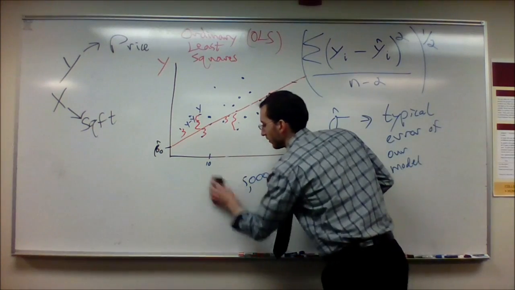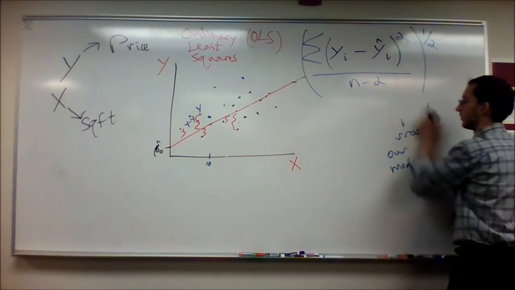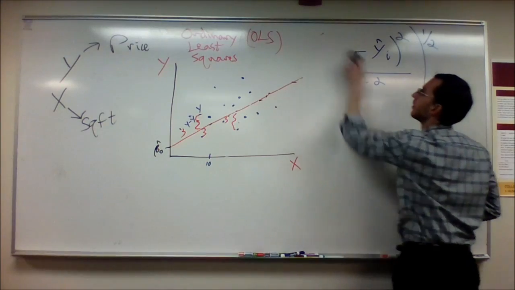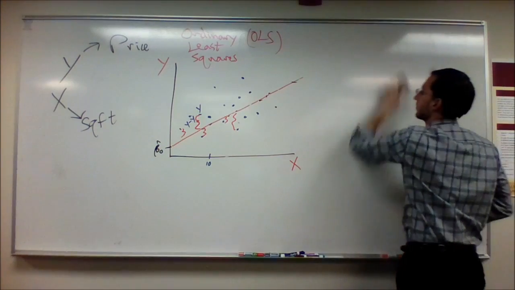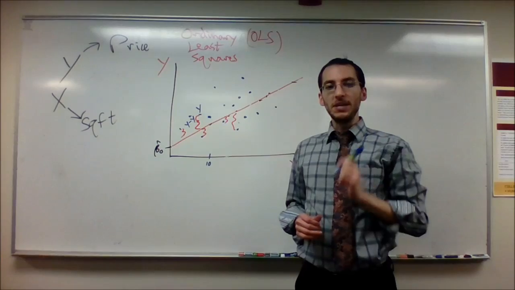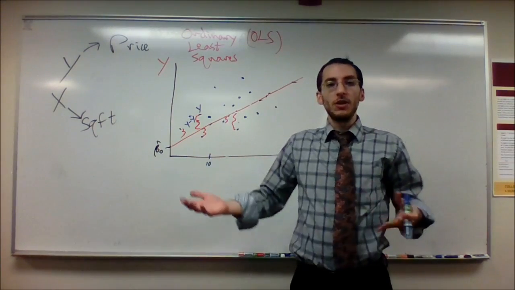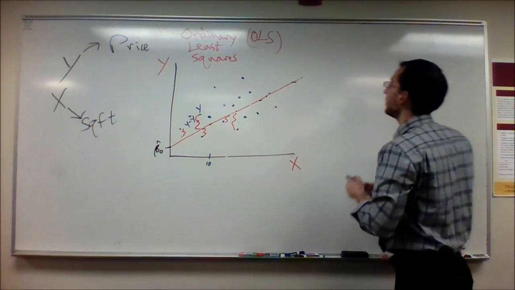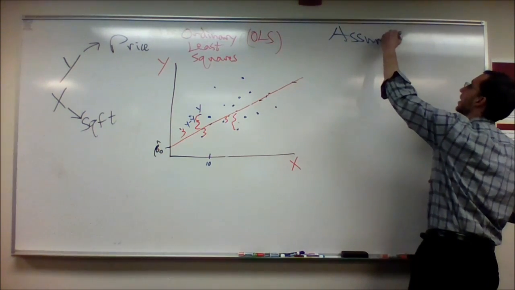Okay, last thing, assumptions. Regression doesn't work unless we meet certain assumptions. If assumptions are not met, then our results are not reliable. It's as simple as that. So what assumptions must we meet in order to use regression?